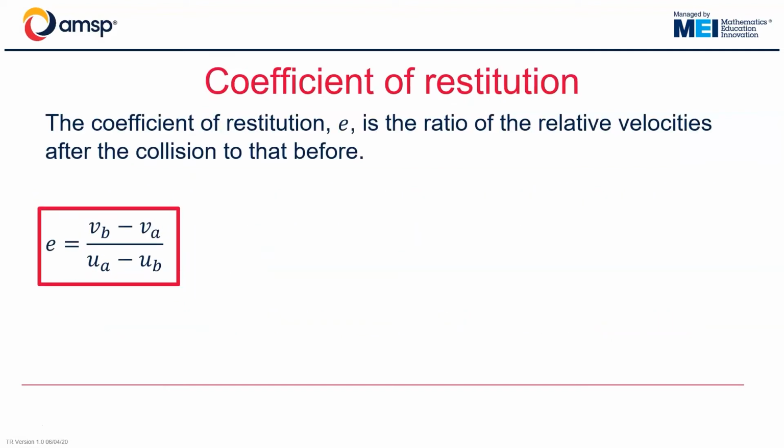A further idea in this topic is that of coefficient of restitution, which gives us more information about how the two different balls will interact with one another. Here is a formula for the coefficient of restitution, although in many cases it's easier to think of it as the speed of separation divided by the speed of approach.